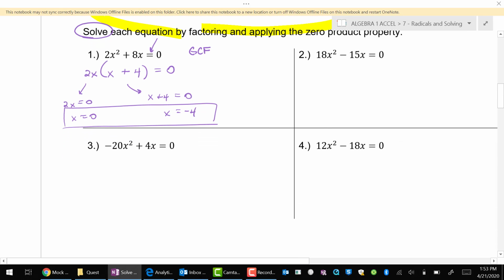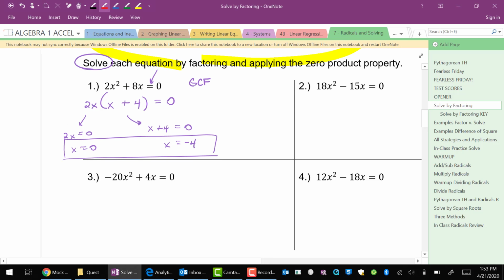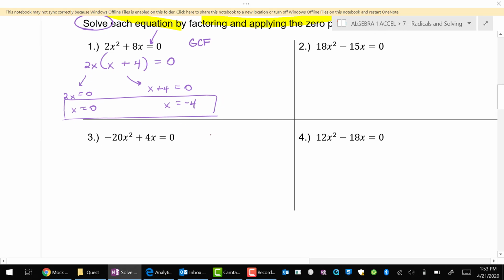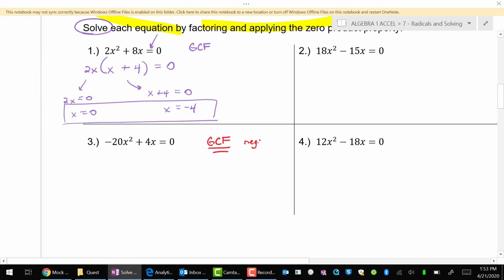Right below it, problem number 3 has a negative leading coefficient. Now, when that happens, I would argue that it's nice to factor out in your GCF the negative. So include that negative in your GCF factorization. So in other words, I think 4x is going to be that GCF. And again, make it negative. So then I'm going to have a positive 5x left over in the parentheses, and then a minus 1.